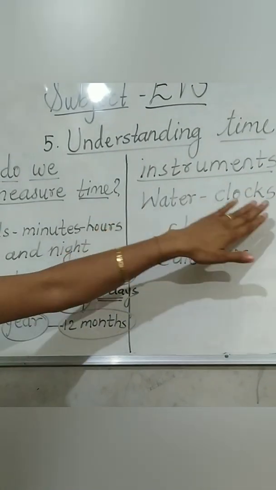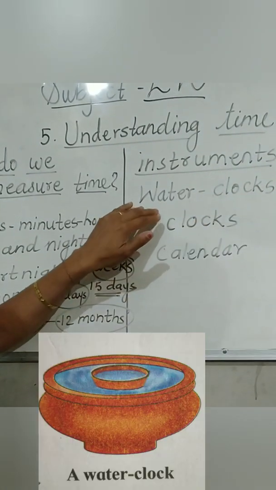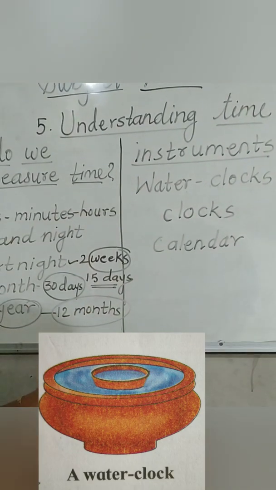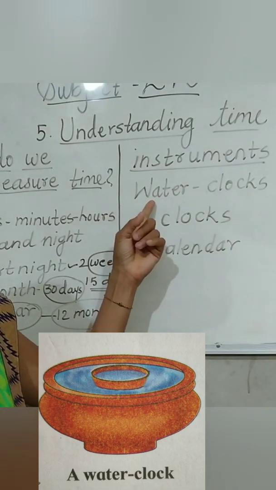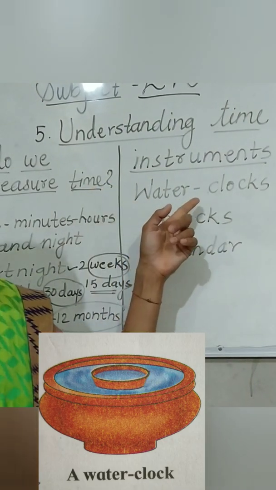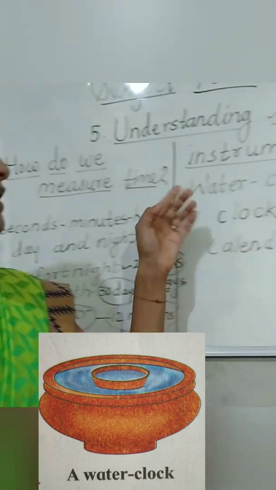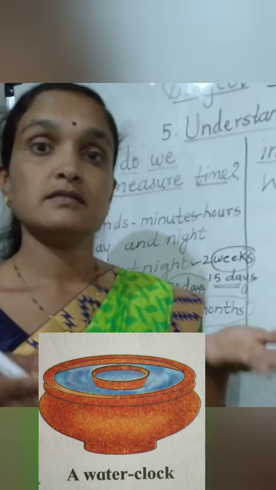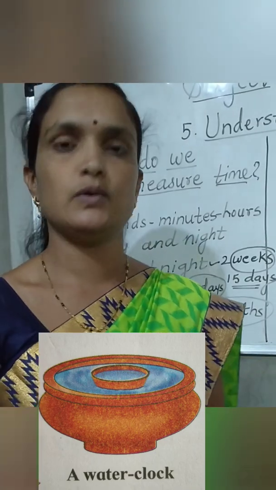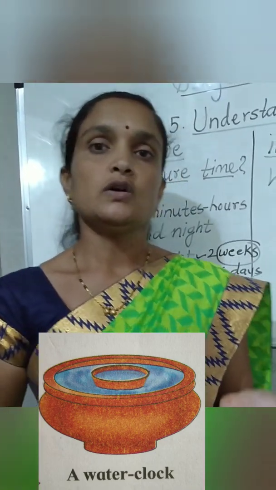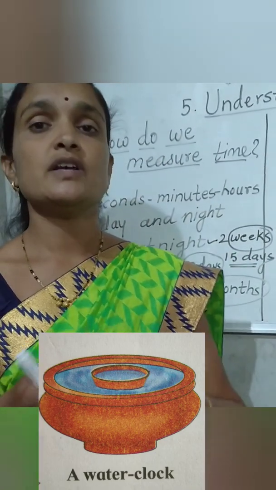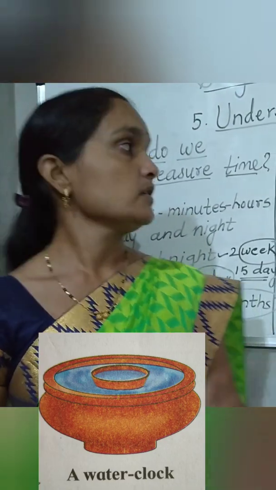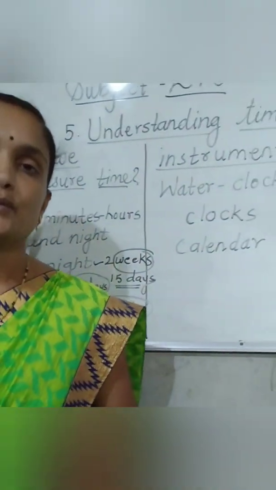So what is a water clock? Water clock is the instrument which was used in the olden days. Now you can also see in the picture how it looked. This is the water clock, and this instrument was used in olden days because clocks, watches and calendars were not there in the olden days. So this water clock was used in the olden days.